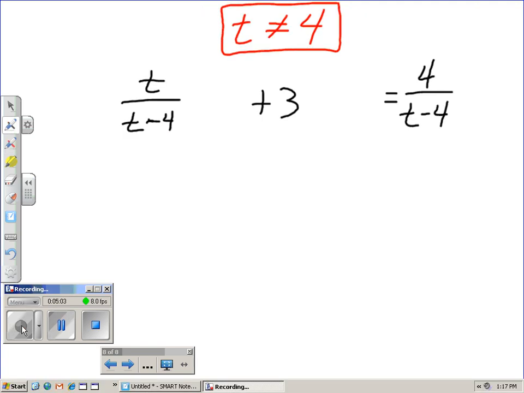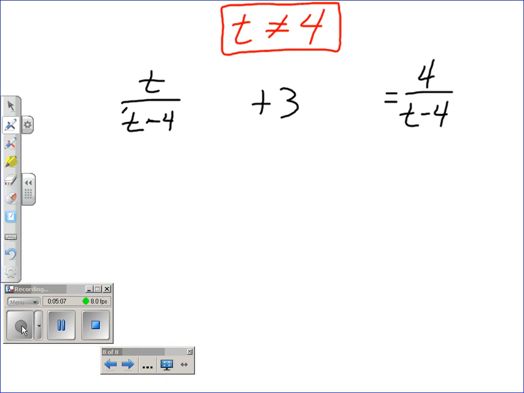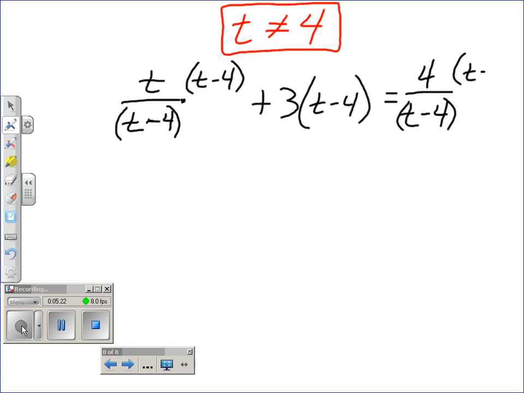So now we're going to go ahead and work out the problem and see what our answer is. And here's our problem all spread out because we're getting ready to multiply it. I'm going to go ahead and group our terms in the denominator. It just looks better. So I'm going to multiply this by t minus 4, and this by t minus 4, and this by t minus 4.